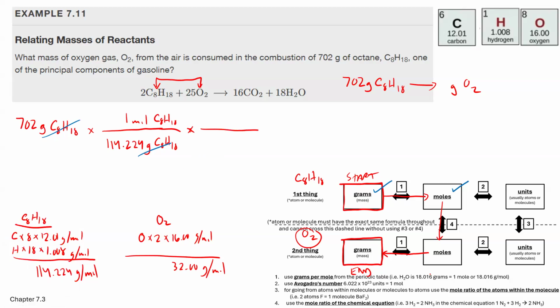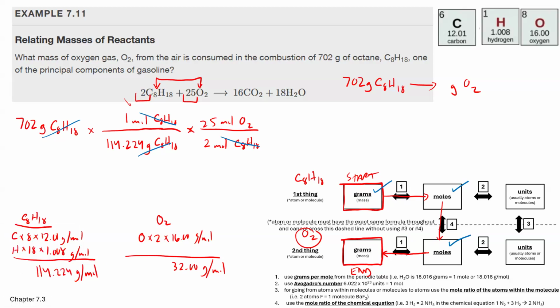So we need to cross arrow 4 using the mole ratio. We have a 2 to 25 ratio. So on the bottom needs to be 2 moles of C8H18. On the top is 25 moles of O2. All right, let's cancel out some stuff. Moles of C8H18, moles of C8H18. It leaves moles of O2 up top. So here we're at moles of O2.